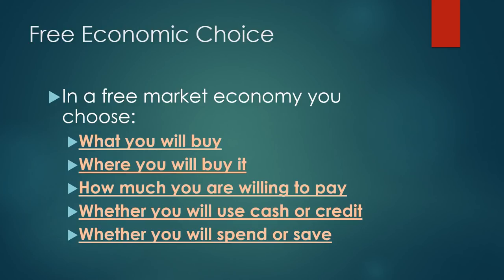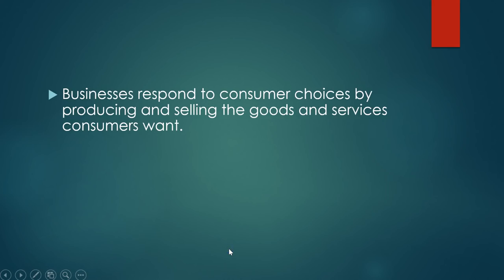If you decide that you want to have a black sweater, you can go to Walmart and get that sweater. You can go to Target and get that sweater. You can go to Macy's. You can go to JCPenney. You can go to wherever it is that you want. And then you can also decide how much you're willing to pay for it, how you're going to pay for it, and then maybe even make a decision to not spend your money. That will go with that whole concept of whether you will spend or save. Businesses respond to consumer choices by producing and selling the goods and services that consumers want.